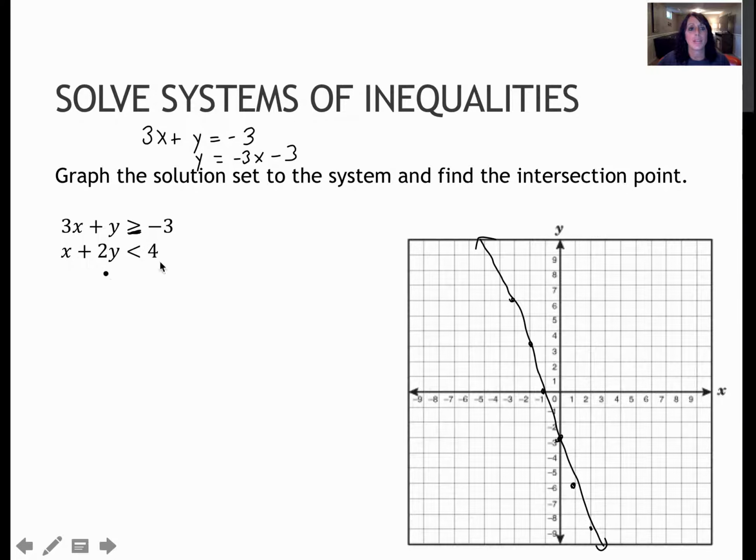Then I'm going to do the same thing here. So again, x plus 2y equals 4 is the line that I'm going to graph. If I want to turn it into slope-intercept form, I can, or I can use that cover-up trick. I'm going to use the cover-up trick to find that it goes through the x at 4 and the y at 2. And again, I'm going to connect the dots, this time with a dotted line instead of a solid line.